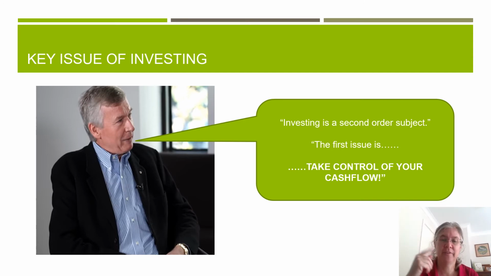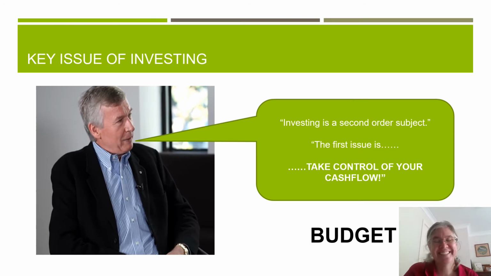So we've heard this before. Investing, second order subject. We've got to take control of our cash flow. How do we take control of the cash flow? Well, to do that, we need a budget. So I'll be asking you all when I see you next, have you got your budget? How's your budget going? So there's a bit of homework for you if you haven't already got one, or it's a bit sad. Time to pull your budget out and have a look at it. Blame your teachers and the fact you're studying personal asset management.